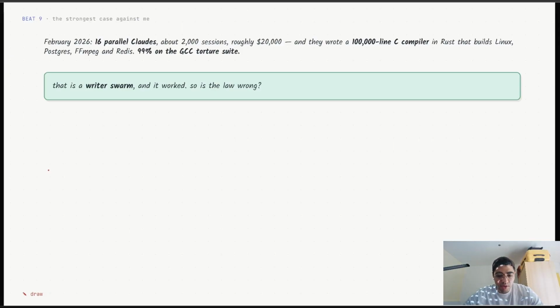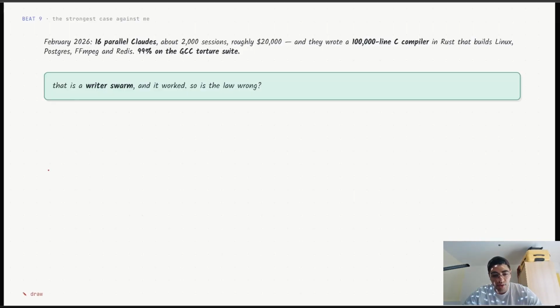They took 16 cloud agents and ran them in parallel. We're talking about $20,000, sorry. And they were writing C code. So that's actually pretty complex, since C is generally considered one of the more complex programming languages. And actually, things worked out.